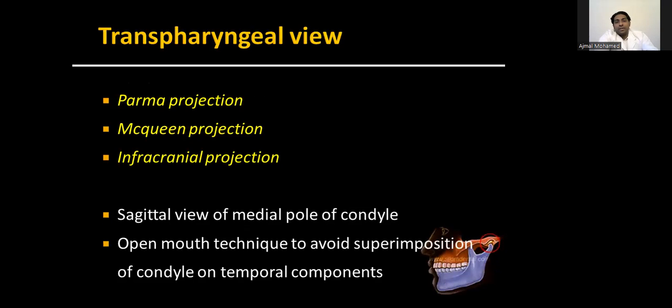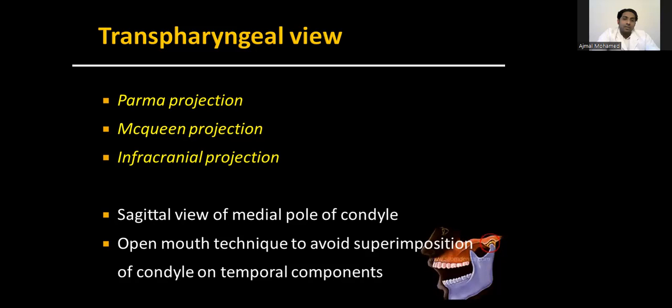Now coming to the transpharyngeal view. The transpharyngeal view is also called the Parma projection, McQueen projection, and infracranial projection. This helps to identify the medial pole of the condyle. So always remember, in transcranial the X-rays pass through the cranium. The transcranial view helps to identify the lateral pole, whereas the transpharyngeal view helps to identify the medial pole.